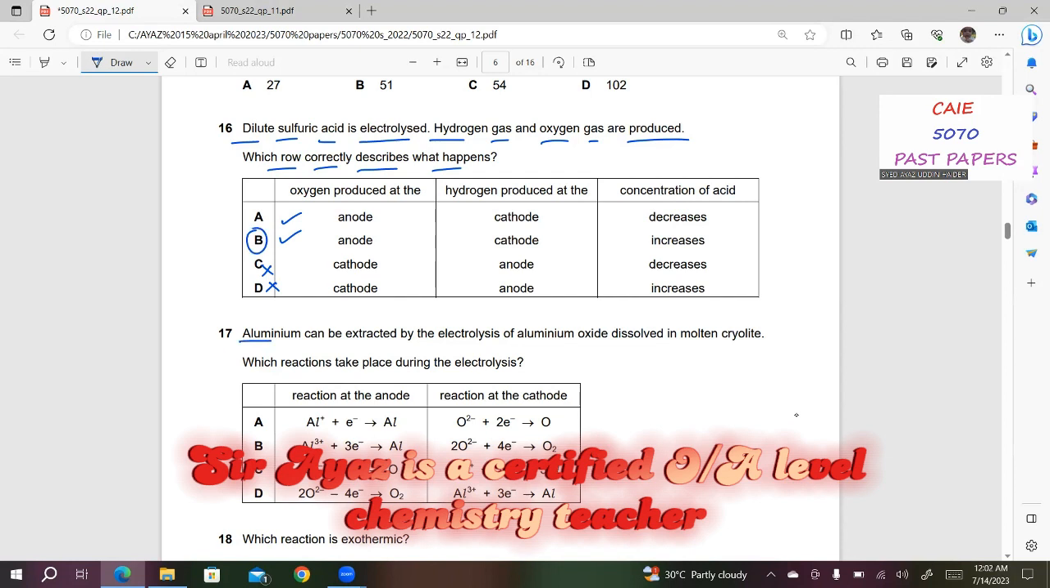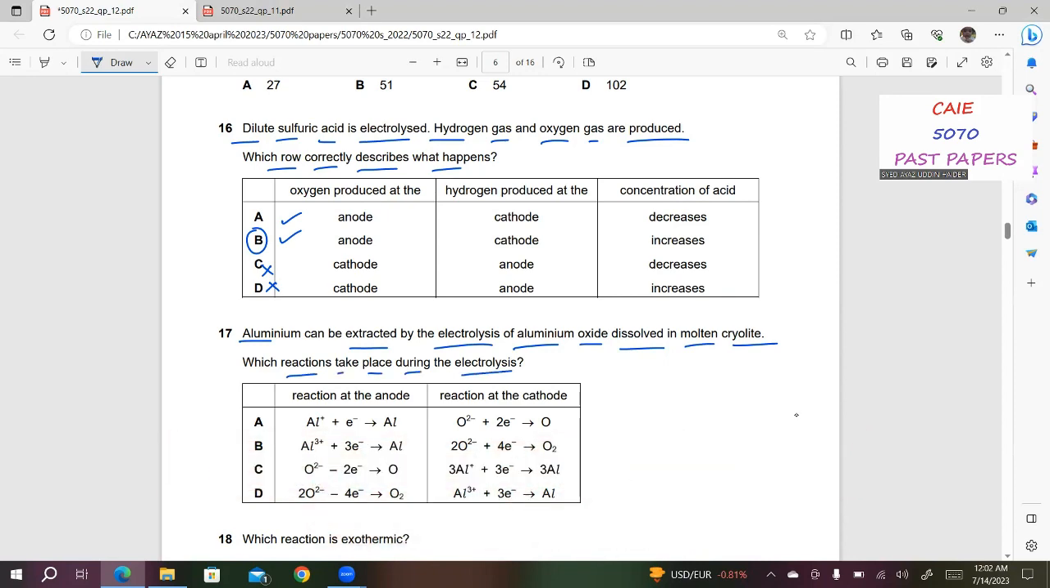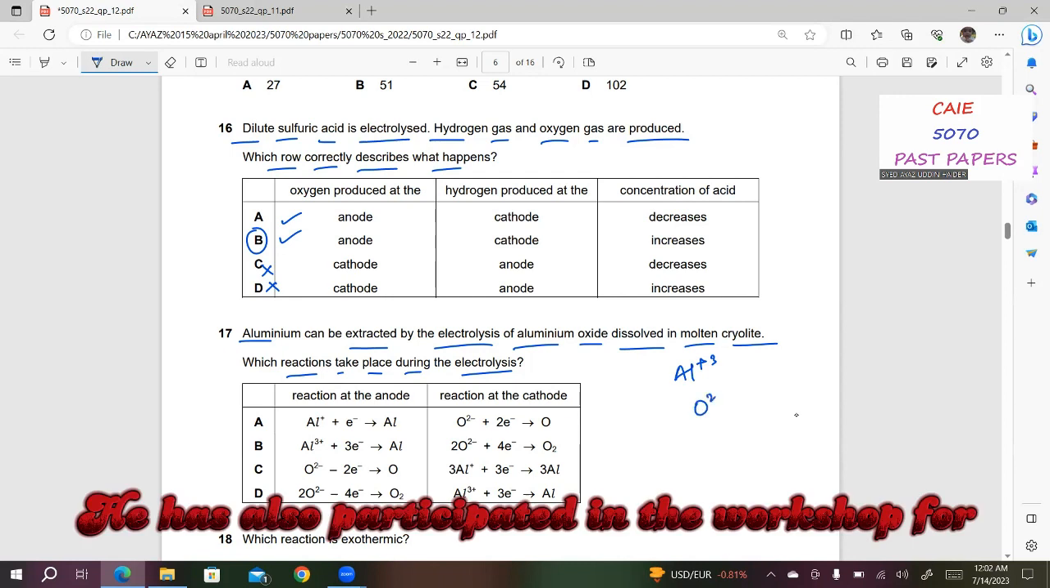Number 17. Aluminium can be extracted by the electrolysis of aluminium oxide dissolved in molten cryolite. Which reactions take place during the electrolysis? Here, you are provided with the reaction at the anode and the reaction at the cathode. Remember, at the anode there's a loss of electrons by the oxide ion, and gain of electrons takes place at the cathode by molten aluminium. Aluminium carries +3 charge and oxide ion carries 2 minus. So only choice D is the correct one for this, because the other choices are incorrect.